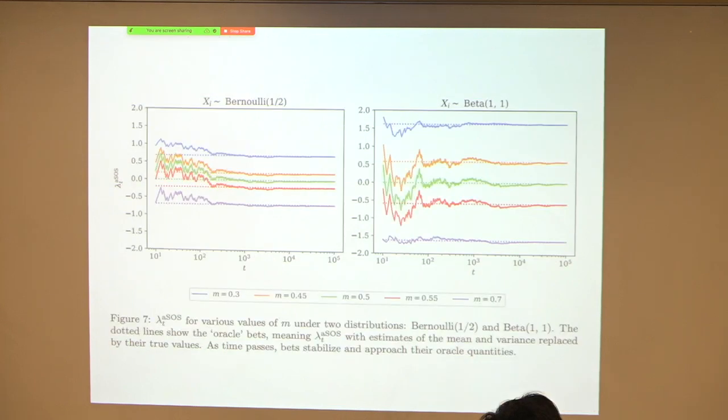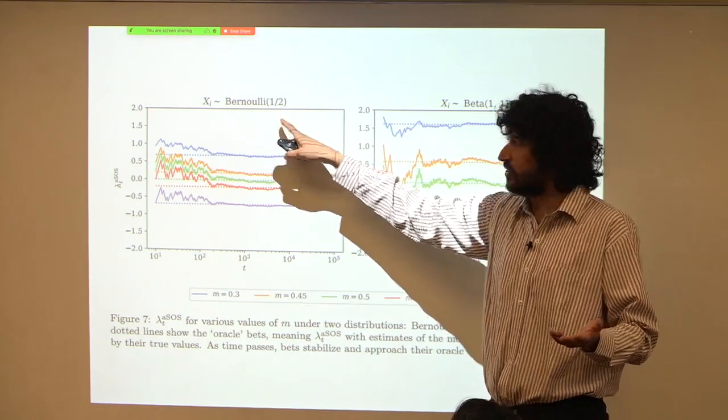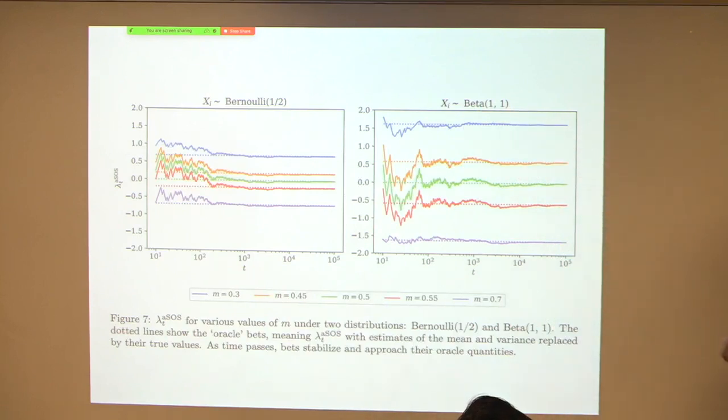Okay, so here's an example to really visualize how you're betting in the different games. So these are two different problems. Let's say the data is coming from Bernoulli half versus the data is coming from beta 1 1. And I'm plotting the lambda values for different games across time. So in this case, this green line in the middle is when m is 0.5. So here the true mean is actually 0.5.